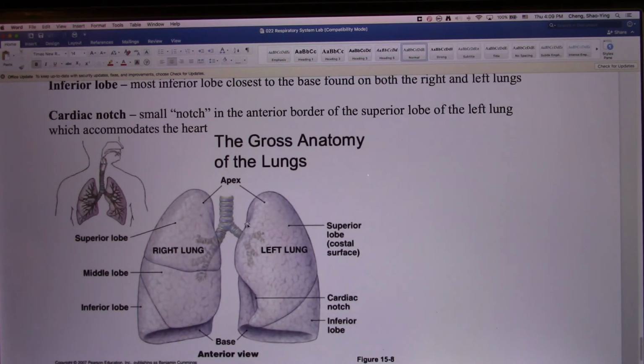Okay, so your job is to use your textbook and this lab manual to memorize the respiratory system structure. Okay, that's it.